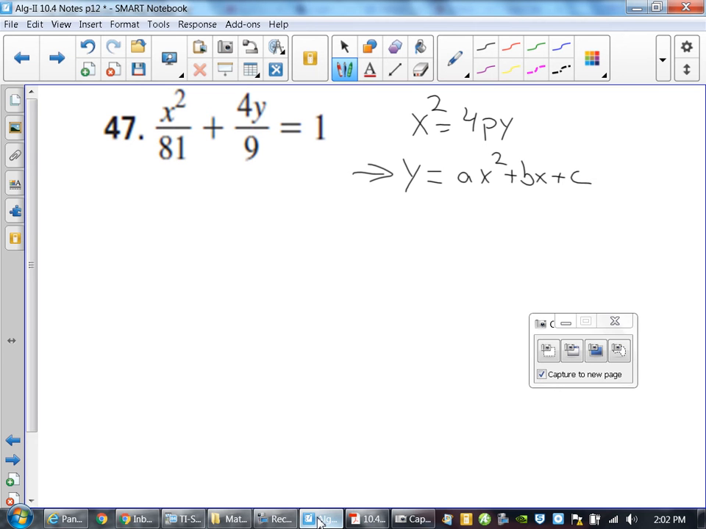Get y by itself. First thing I'm going to do is multiply everything by 81. 81 x squared plus 36y is 81. I was just checking to see if you're paying attention. Way to go. Sorry about that.